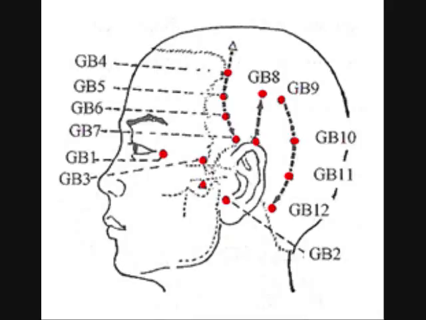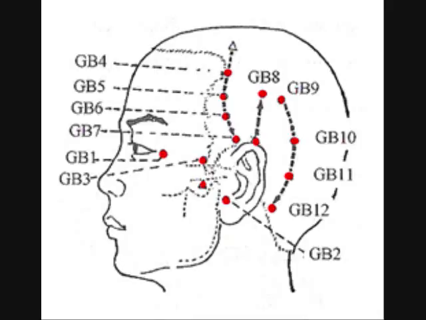GB3, in front of the ear, on the upper border of the zygomatic arch, in the depression directly above stomach 7. GB4, within the hairline of the temporal region at the junction of the upper 1/4 and lower 3/4 of the distance between stomach 8 and GB7.